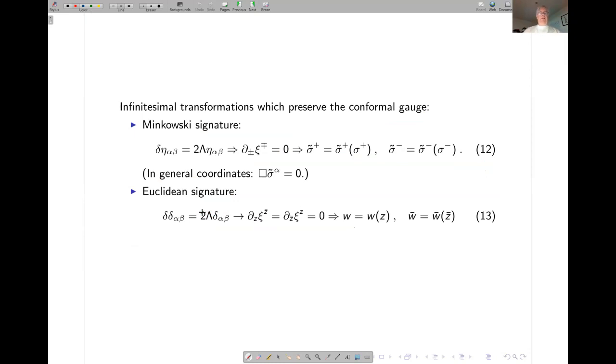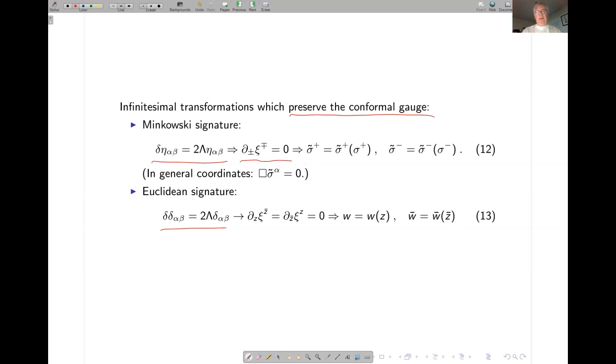Now, what are the infinitesimal transformations which preserve the conformal gauge? In Minkowski signature, is this statement. In Euclidean signature, is this statement. So the statement is the variation of the metric that we have fixed is proportional to the metric itself with an arbitrary function. If you work this out, then you find in Minkowski signature this relation here on the components of the generating vector field.